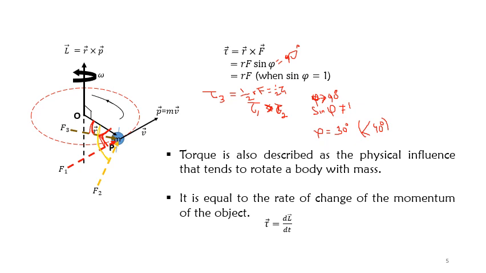So you can see that the most effective rotation is obtained when you apply the force perpendicular to the radius of the axis of rotation. That is, applying the force at point F1. You must remember that the highest torque is obtained when R is perpendicular to F. So torque is described as the physical influence that tends to rotate a body with mass. It is equal to the rate of change of momentum of the object. So again, tau is equal to the rate of change of momentum.